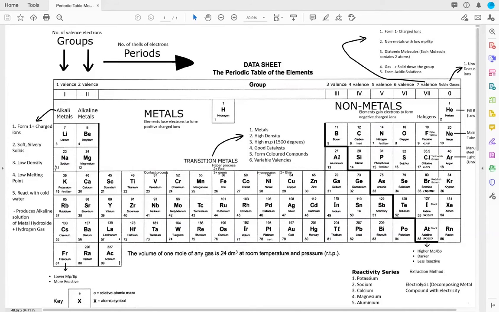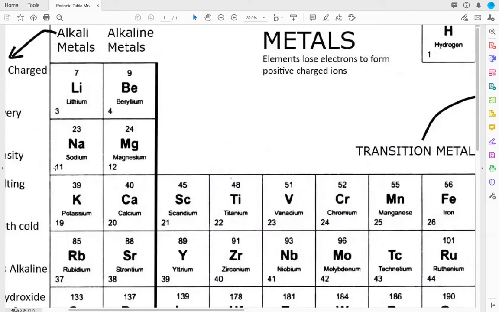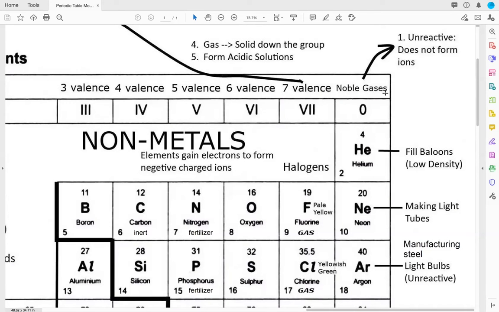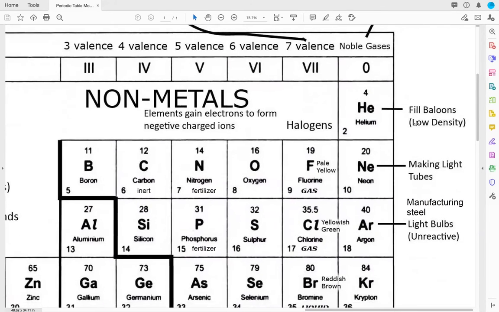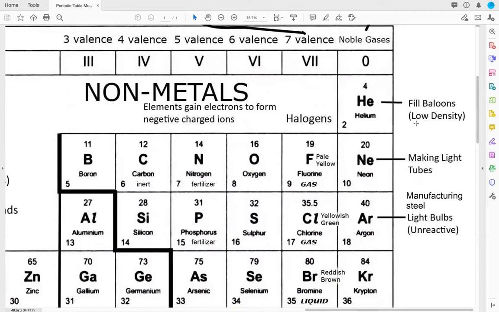So let's talk about those that do not react at all. This group, the noble gases, they're unreactive, they do not form ions, they do not react, which is why they're useful when we have environments where we don't want things to react. For example, when we're filling balloons, or when we're filling tires for racing cars like Formula One, where even the slightest explosion can lead to catastrophe.